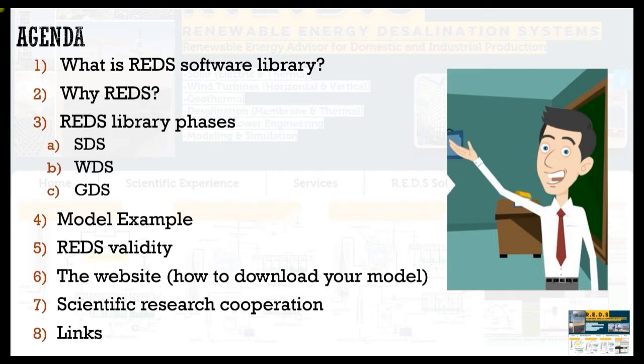What is the reason for R.E.D.S library software? Why should we use R.E.D.S? R.E.D.S library phases: R.E.D.S, solar desalination systems, wind desalination systems, and geothermal desalination. Some examples, the validity, the website, how we can run our model, how we can download it, scientific research cooperation that we can join, and some useful links.